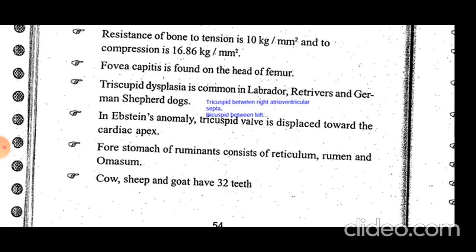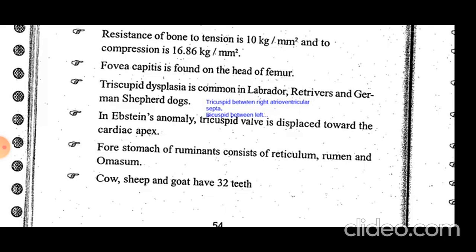Forestomach of ruminants consists of all the parts except the abomasum. Abomasum is the true stomach or glandular stomach having acidic secretions. So the parts other than the abomasum, rumen, reticulum and omasum, are the forestomach, and the hind stomach or true stomach or glandular stomach is the abomasum.